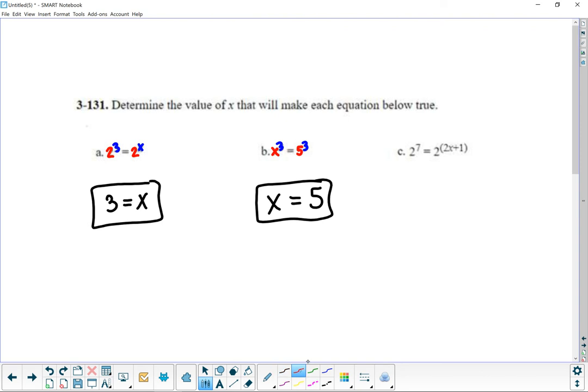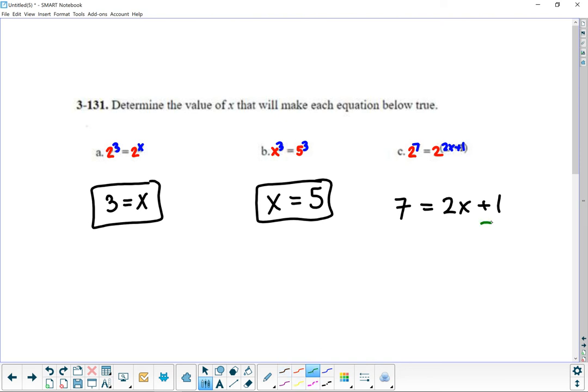Okay, the last one. We have the base is 2 and 2, and then the exponent is 7 and 2x plus 1. And they're supposedly the same. So since the base is the same, then that means that the exponent of 7 is the same as 2x plus 1. In this case, I have to solve it because it's not quite done being solved.